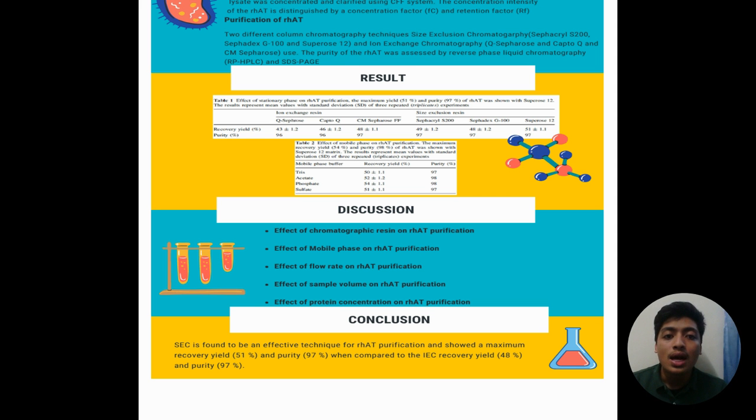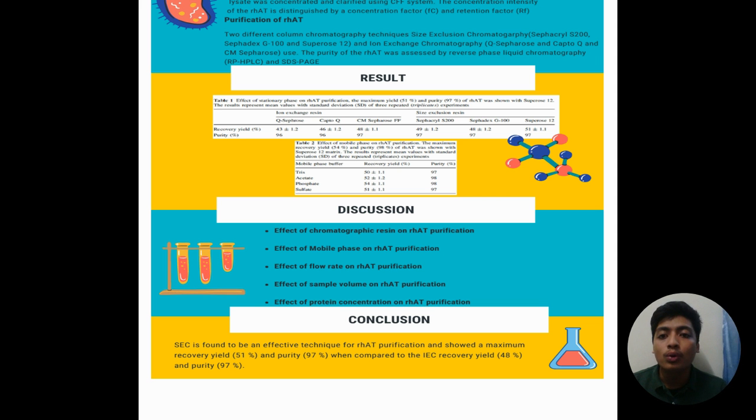Therefore, in the present study, experiments were carried out on rhAT purification with different sample volumes of 1, 2, 3, 4, and 5 ml. From the result analysis, it was concluded that the maximum recovery yield of 60% and purity of 98% were observed with the sample volume of 2 ml.